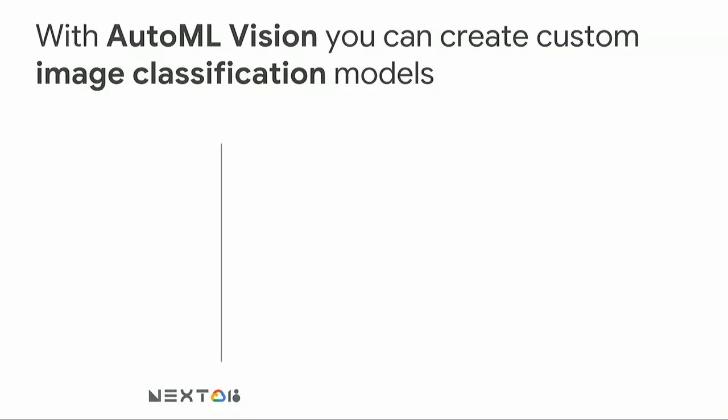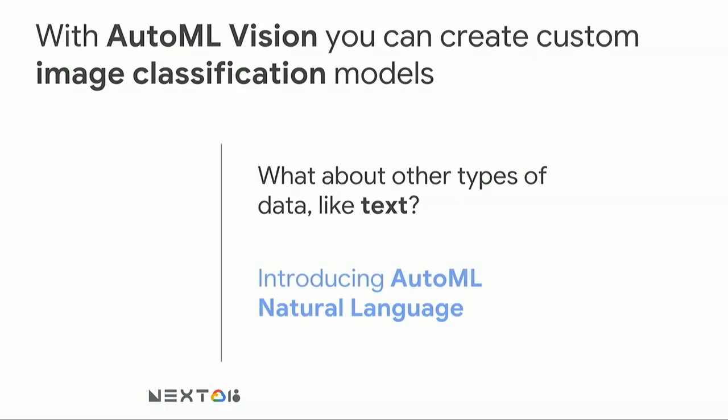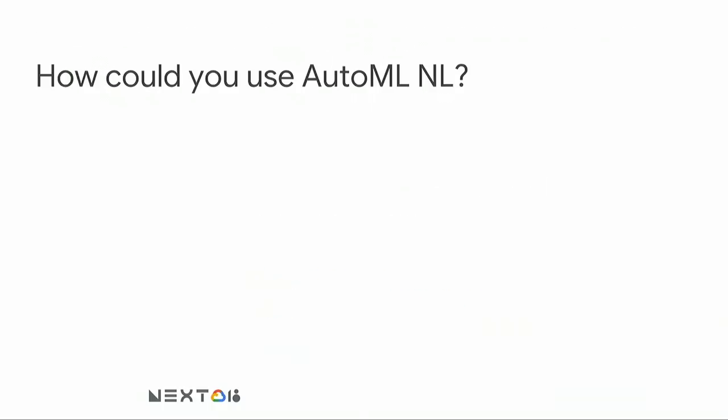But vision is just one domain of machine learning. So what about other types of data, like text? That's where AutoML Natural Language comes into play. So I wanted to start out by talking about a couple potential use cases of AutoML Natural Language, why you might want a custom text classifier.